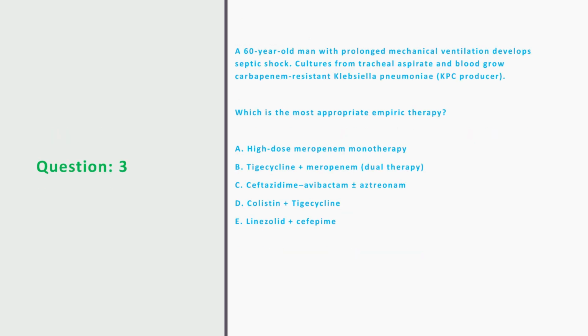Question 3. A 60-year-old man with prolonged mechanical ventilation develops septic shock. Cultures from tracheal aspirate and blood grow carbapenem-resistant Klebsiella pneumoniae, KPC producer. Which is the most appropriate empiric therapy? A. High-dose meropenem monotherapy. B. Tigecycline plus meropenem, dual therapy. C. Ceftazidime-avibactam plus or minus aztreonam. D. Colistin plus tigecycline. E. Linezolid plus cefepime.